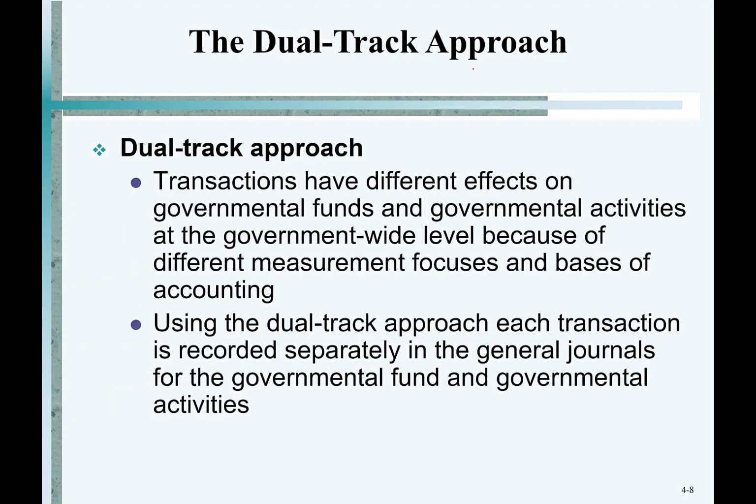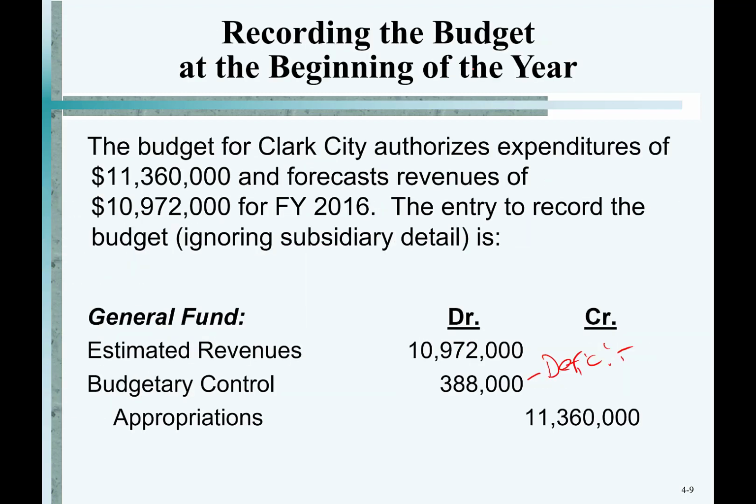Okay, dual track, whatever. I'm tired of that slide. Okay, let's start this thing over again. Let's do another one. Okay, this government has a deficit, doesn't it? Because they have more appropriations than they do estimated revenue? Is this a mistake? They do this on purpose. They plan to, right?